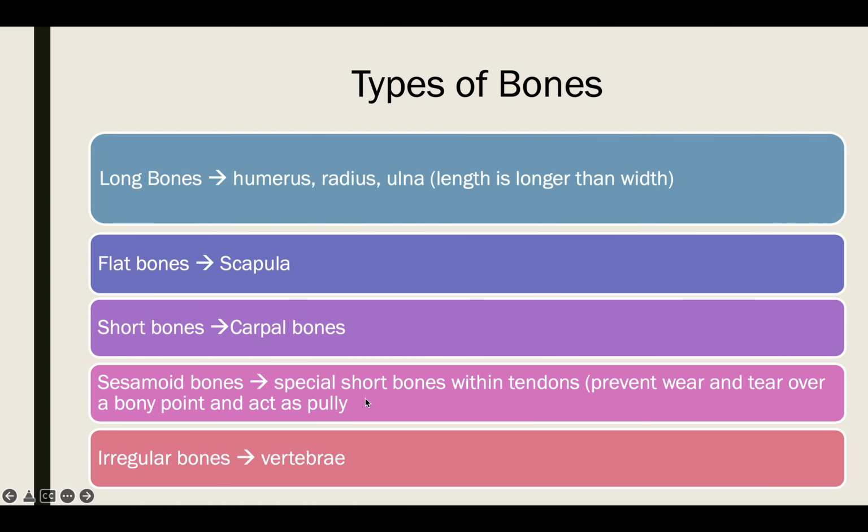Sesamoid bones, we will also talk a little bit more about these later because they are important. Know these guys. They prevent wear and tear. They protect those little tendons, just tendons, and prevent wear and tear in the joints. So I say special short bones, but if you think about it, the biggest sesamoid bone is going to be your kneecap, patella. So you'll learn about that.